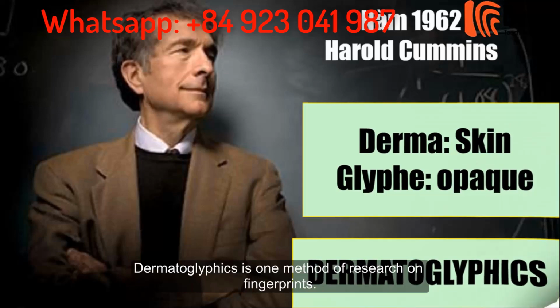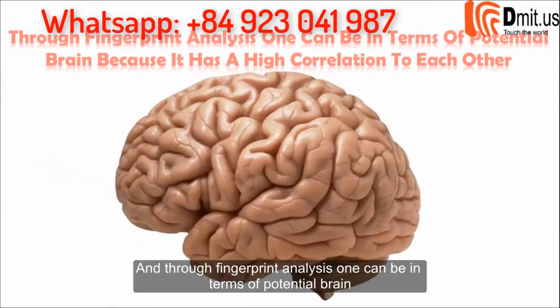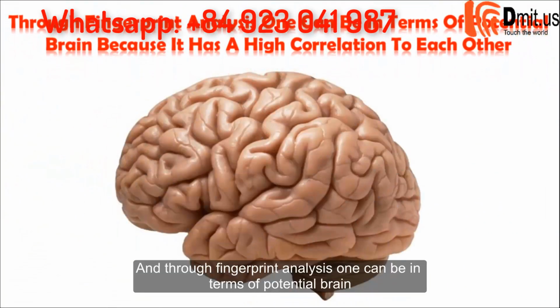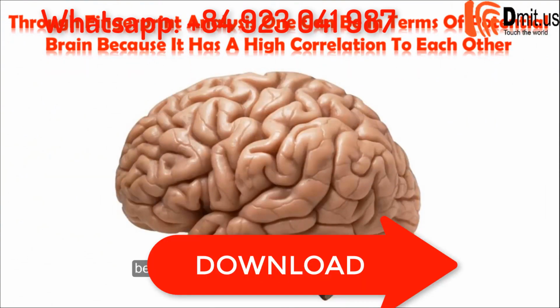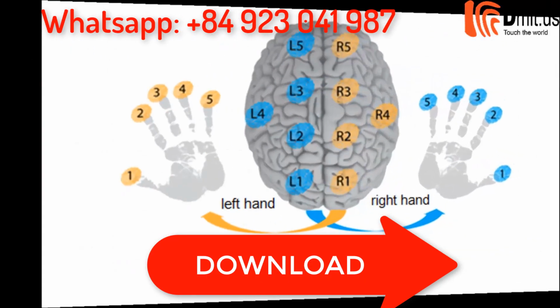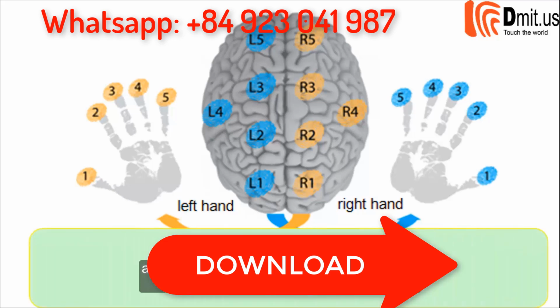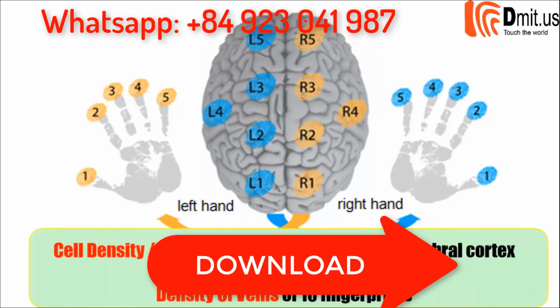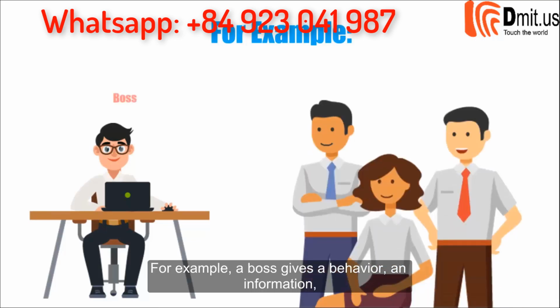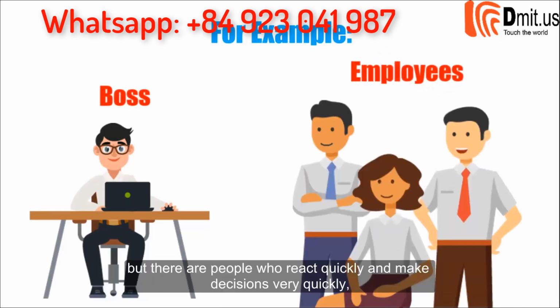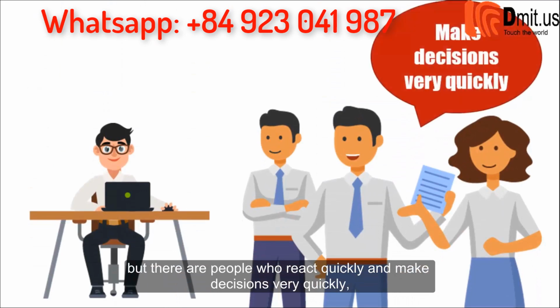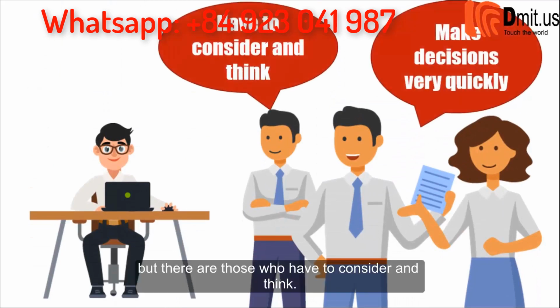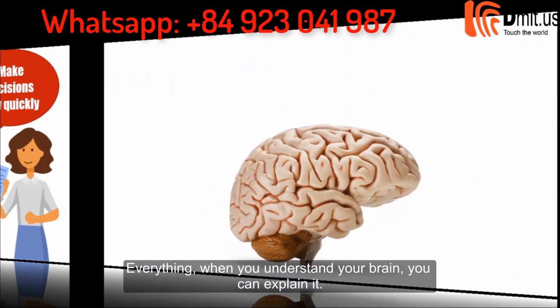Dermatoglyphics is one method of research on fingerprints. Through fingerprint analysis one can understand potential of the brain because it has a high correlation to each other. We all observe, this is our brain, and the brain dominates every behavior and emotion in our lives. Have you ever wondered why we react differently to the same situation? For example, a boss gives information. There are people who react quickly and make decisions very quickly, but there are those who have to consider and think everything through. When you understand your brain, you can explain it.